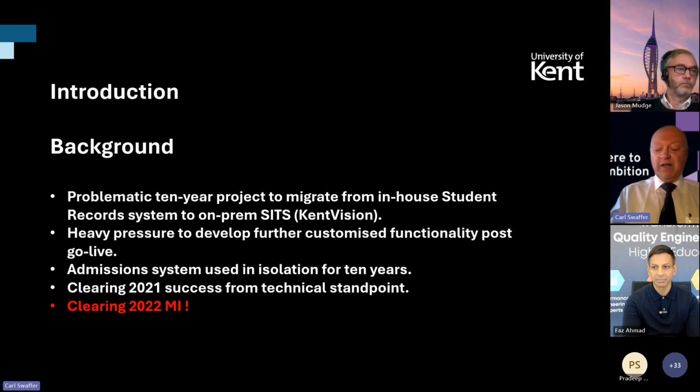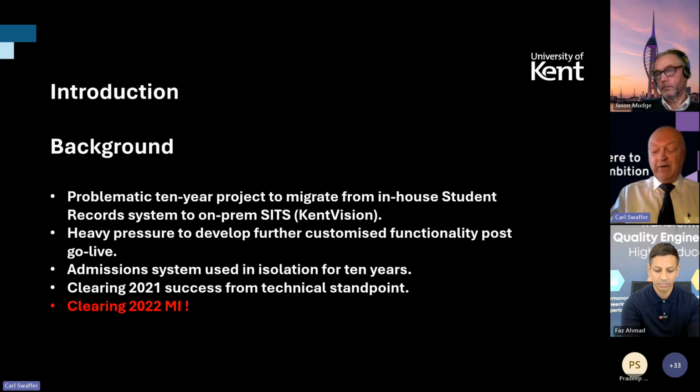Clearing 2022, major incident. As per the previous year, the admissions and clearing load testing was successful and confidence was high heading into clearing day. However, during the previous 12 months, several pieces of major functionality had been deployed for which we did not have resource to adequately load test. Alongside this, some unexpected scheduling of exam boards and a major issue with the quick student lookup functionality caused Kent Vision to almost grind to a halt on clearing day.